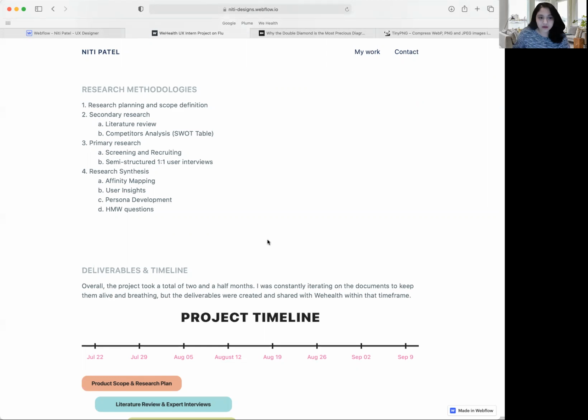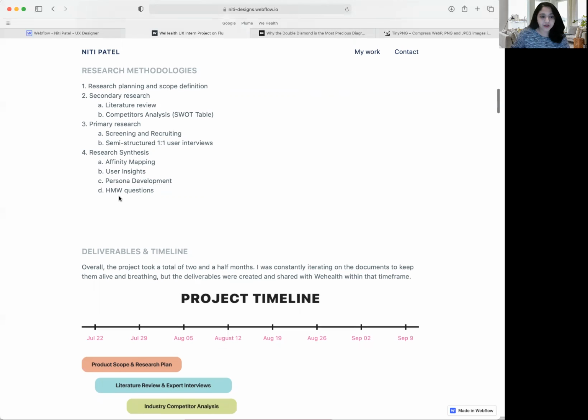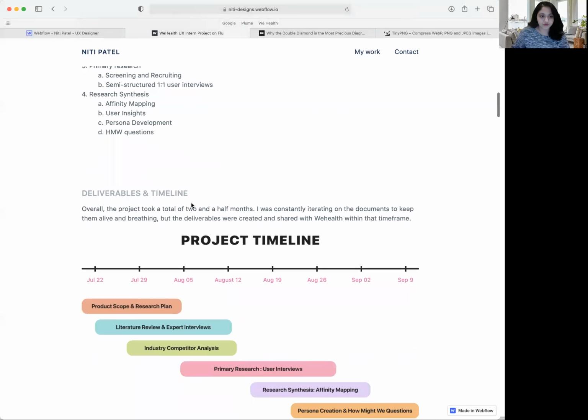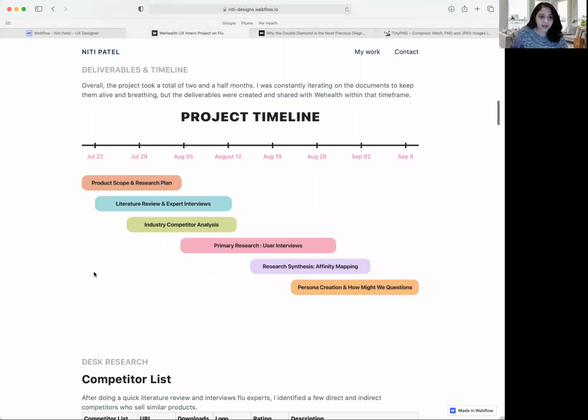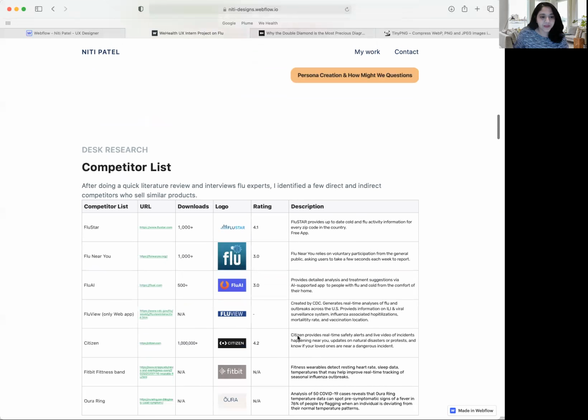Secondly, I did some quick comparator analysis. After that, I started my primary research, screening and recruiting participants. I interviewed about 8 people. After that, I quickly jumped into the last phase of my research, which is the most important, research synthesis. I used affinity mapping for it, and then later on, I developed personas and how might we questions based on the insights I found from the interviews. Next, this is my list of deliverables and timeline during the project. I will go over each phase now quickly.